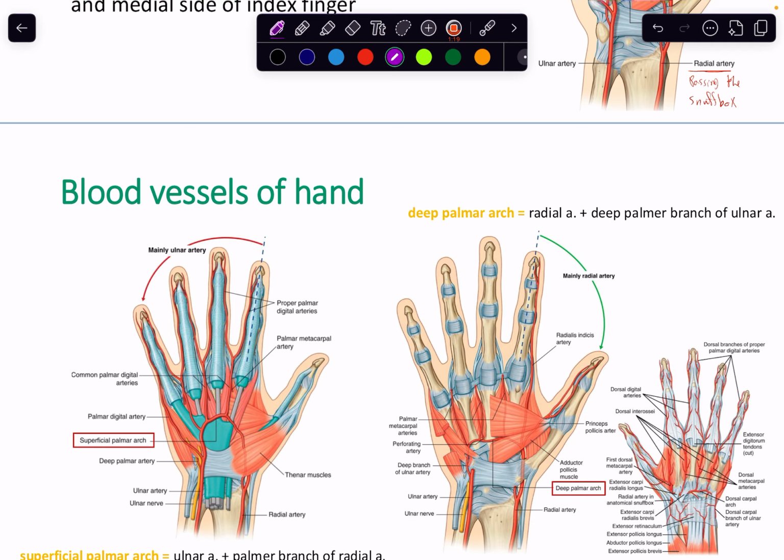So the deep branch will go and anastomose with the deep branch of the radial artery. So just remember like this: the superficial arch is mainly contributed by the ulnar and the deep arch is mainly contributed by the radial, right?